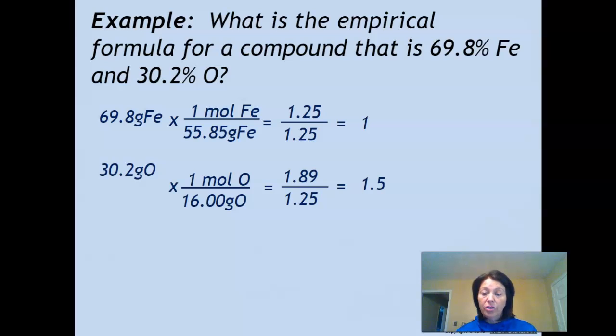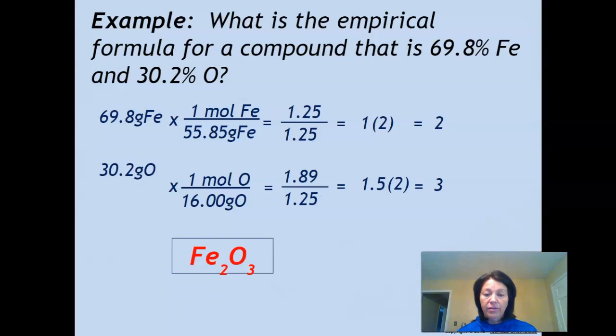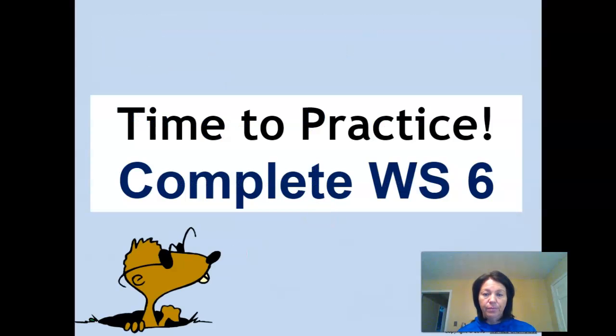Okay, so here's where we have to multiply. In this case, we're going to multiply each of these by 2. Remember, we start with the smallest number, our next number besides 1, which would be 2. So when we multiply that by 2, we get 2 for iron and we get 3 for oxygen. And those are both whole numbers, so we can stop right there. So that gives me the formula of Fe2O3, which is my empirical formula for this.